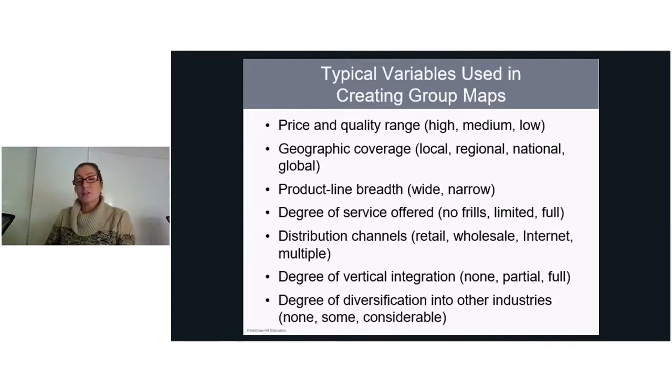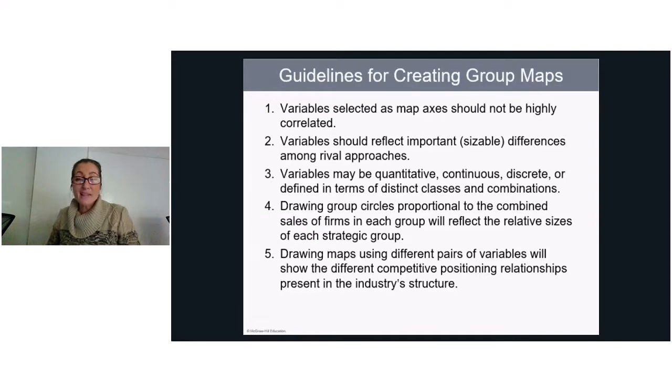What about the degree of service? Again, put service quality or service augmentation on the horizontal axis. Distribution channels can be used as an evaluative criteria, and similarly focus or degree of diversification. When we create these strategic maps, what we are doing is selecting variables as the axis for the maps. So you want like high-low price, high-low quality.